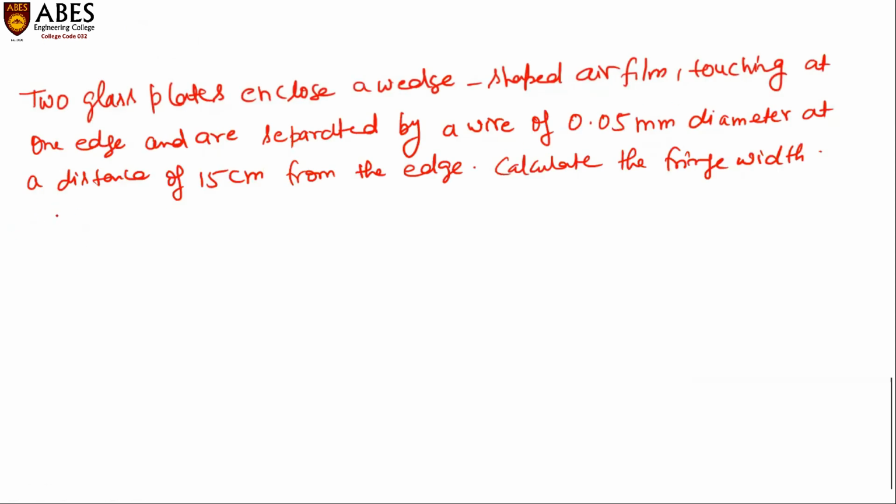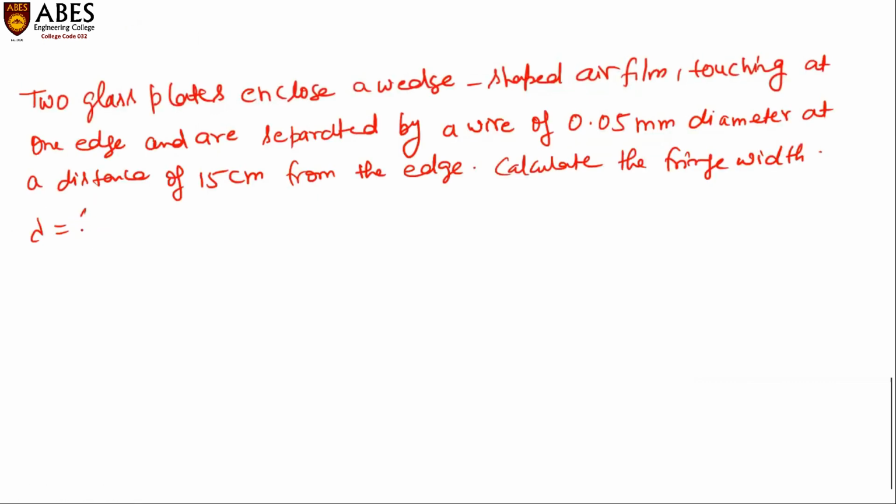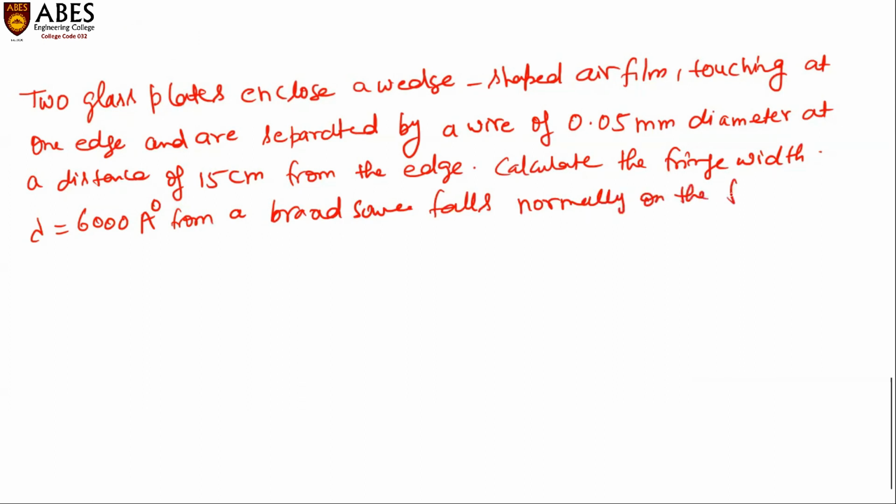The wavelength of the monochromatic light from a broad source is 6000 angstrom, and it falls normally on the film. We have to calculate the fringe width, means we have to calculate the value of omega.